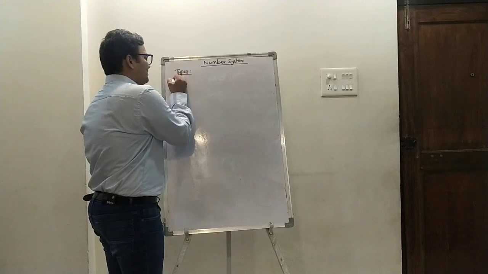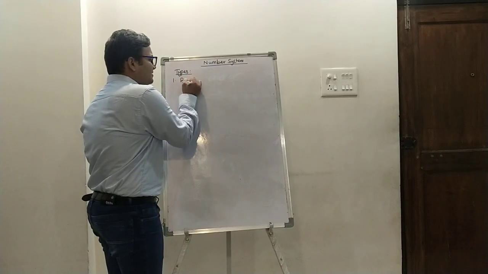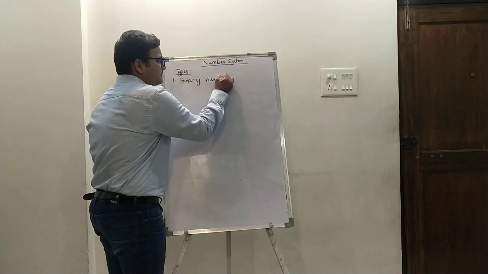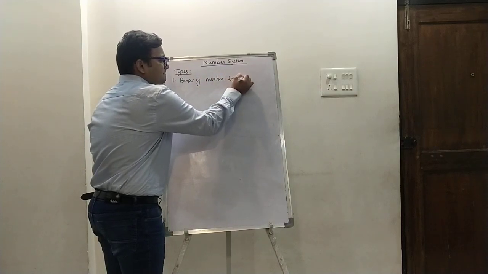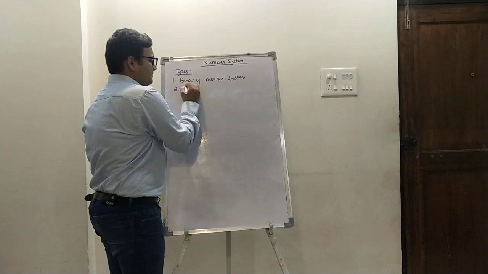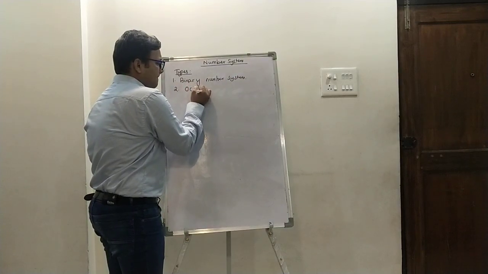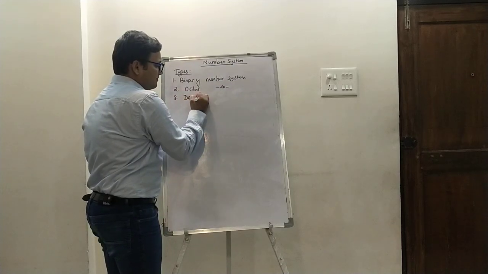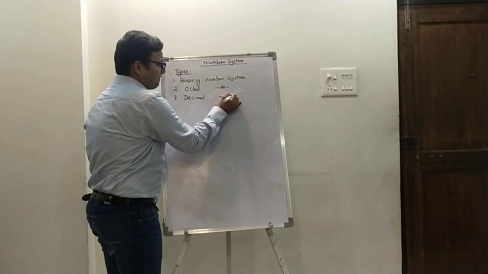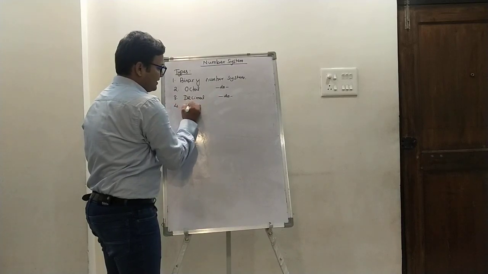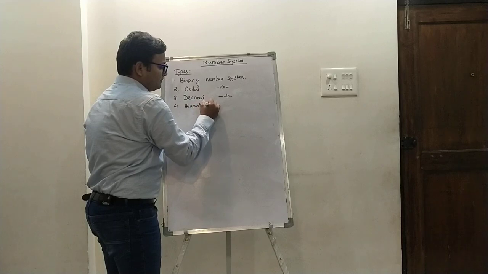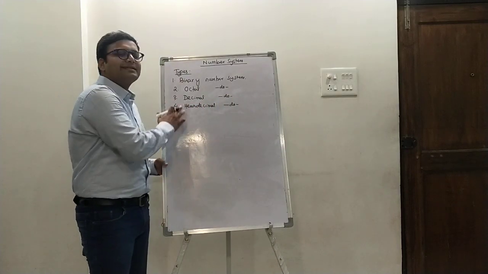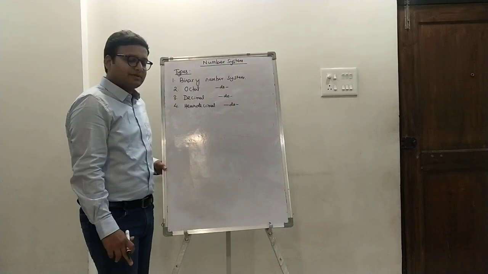The types are the binary number system, then the octal number system, then the decimal number system, and the last one is the hexadecimal number system. So we are going to see very basic things about these 4 types of number systems.